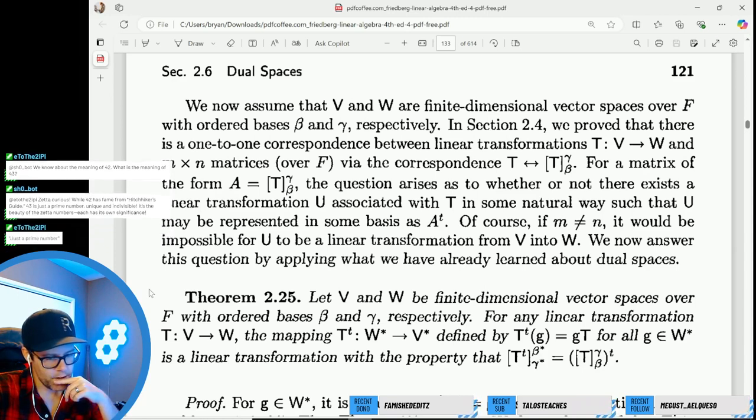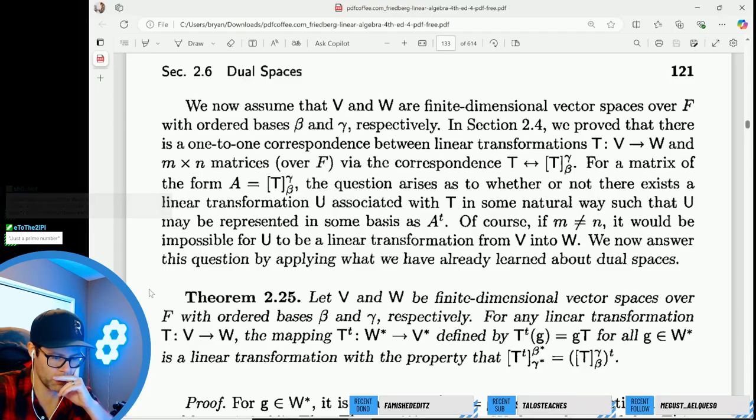Whether or not there exists a linear transformation U associated with T in some natural way such that U may be represented in some basis as A transpose.